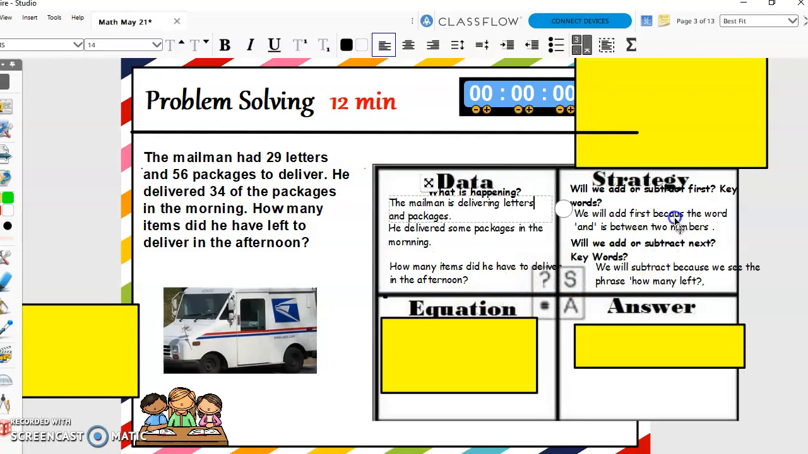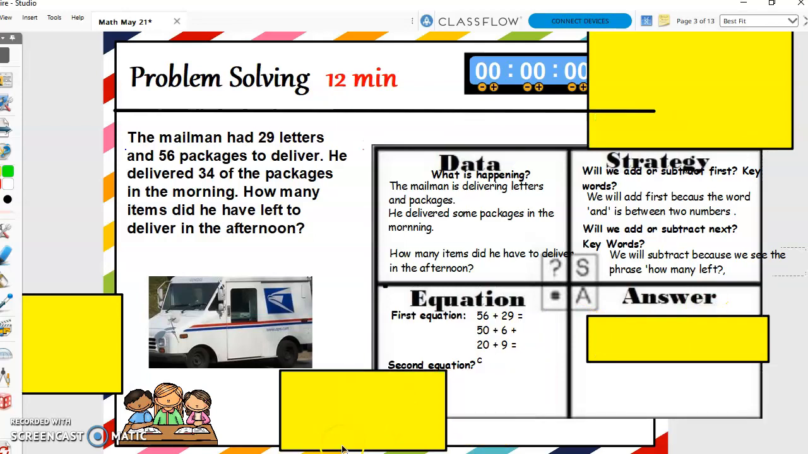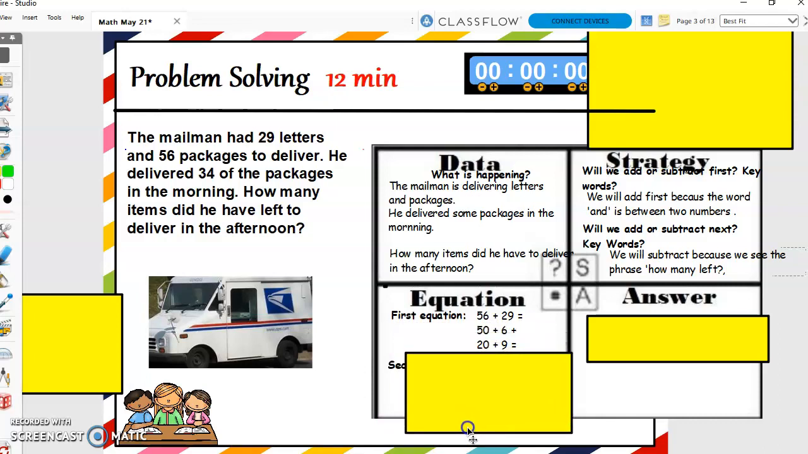So over here in our strategy, because we saw and between two numbers, we felt like we probably needed to add. We have talked about that all year, and between two numbers usually means that you're going to add. Then we are going to subtract because we see the phrase how many left. How many left usually tells us we're going to subtract. So we put our equation together here. 56 plus 29 is what we're going to do first. And I felt like the break apart method would be a really good one to use.